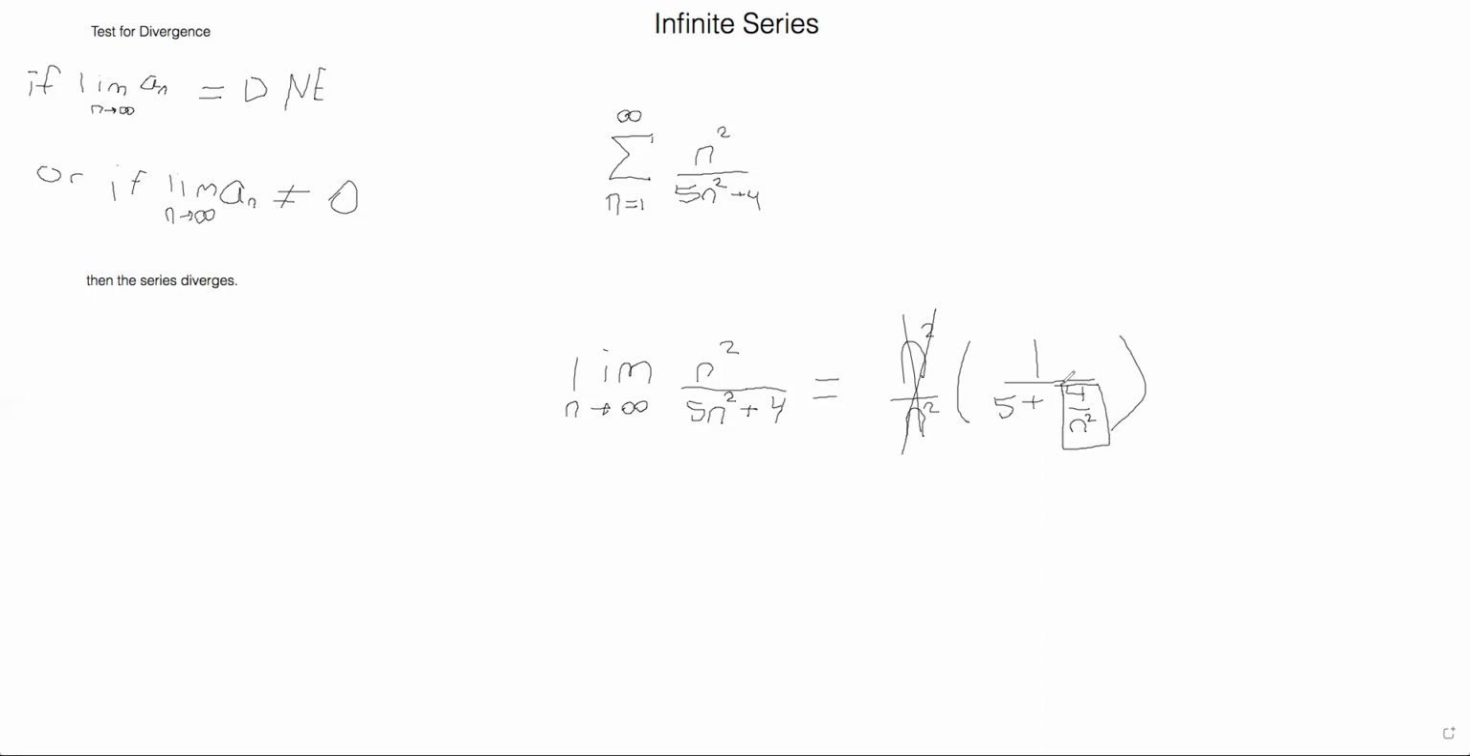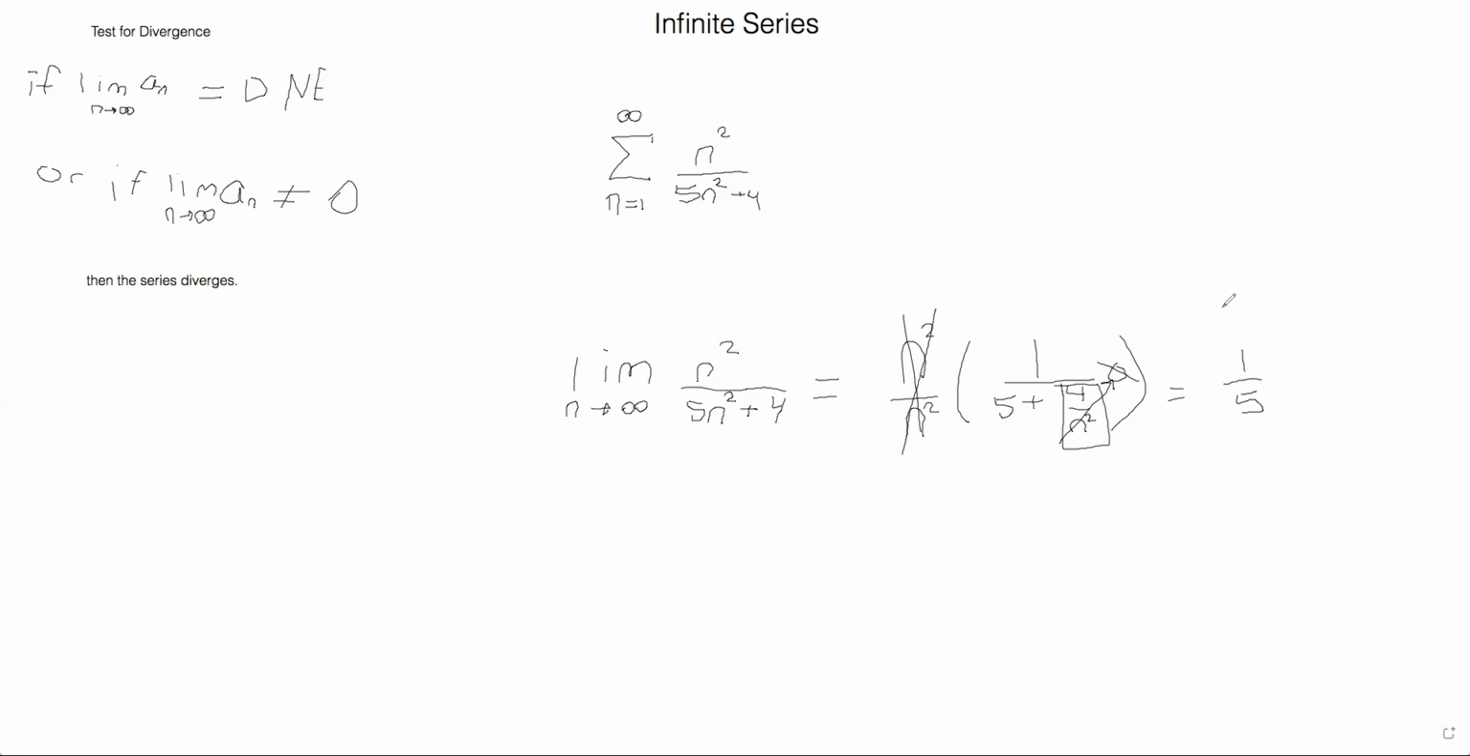So this part right here would just approach 0. n would get larger and larger and larger, and the ultimate value of this part of the denominator would just go to 0 eventually. And what are we left with? We're left with 1 over 5 plus 0. So we're left with just 1/5. And we have our answer.